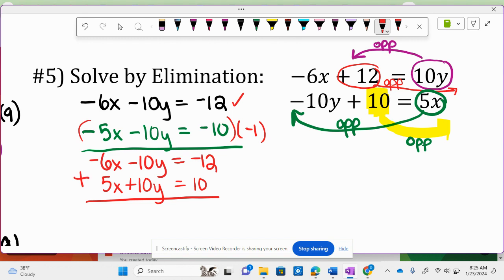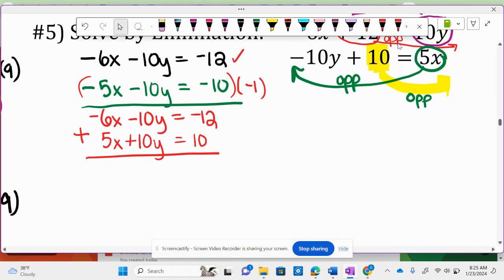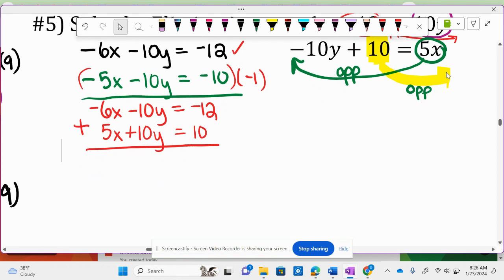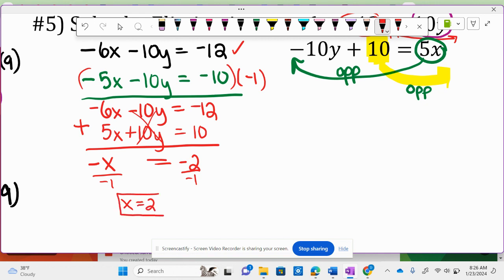Now I'm going to add these two equations together. Negative 6x and positive 5x give me a negative x. Positive 10y, negative 10y cancel out. They're eliminated. Equals negative 12 plus 10 is negative 2. What do I need to do? Almost there. Divide both sides by negative 1. So x equals 2.